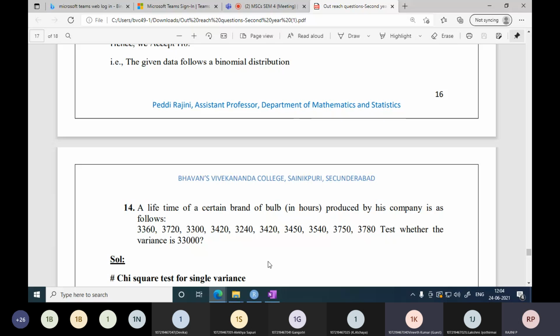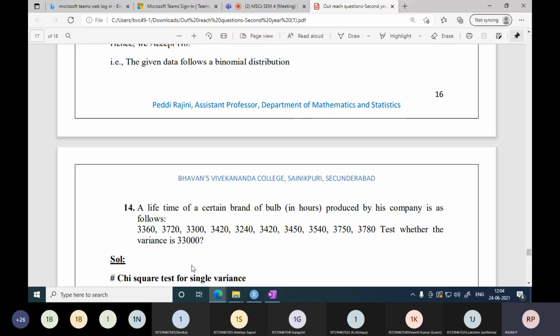Yes, very good. So in this question, they have given you the data. Here, how many observations are there? 1, 2, 3, 4, 5, 6, 7, 8, 9, 10 observations. 10 is less than 30, and less than 30 means a small sample. They are asking you to test whether the variance is 33,000. Since they are asking to test the variance, we need to use a chi-square test. If they are asking for the mean, then we use a t-test. If they are asking for the variance, we use a chi-square test.